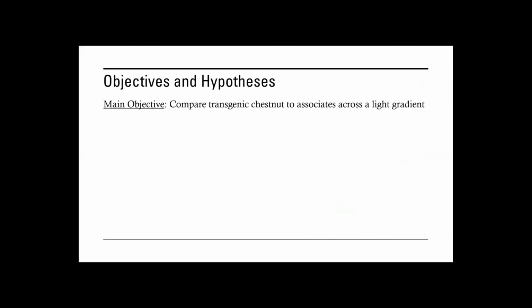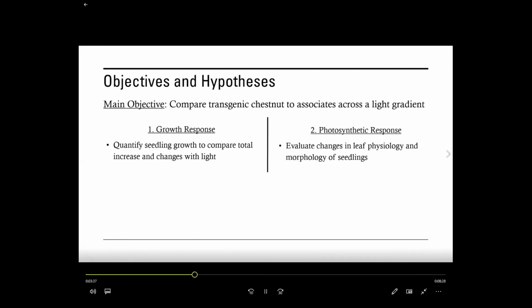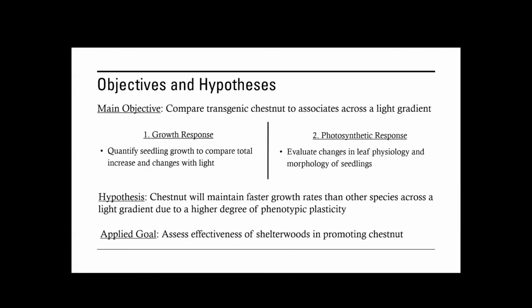So the purpose of our experiment was to compare American chestnut to its associates under a gradient of available light. We did this in two ways. We looked at growth responses by quantifying seedling growth and comparing total size increases and changes with light, and looking at photosynthetic responses of seedlings by evaluating changes in leaf physiology and morphology. We hypothesized that chestnut would maintain faster growth rates across a light gradient as a result of higher phenotypic plasticity. The applied goal of this experiment was to evaluate the efficacy of shelterwoods in promoting chestnuts.